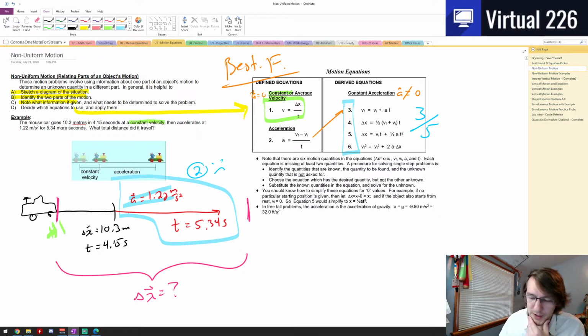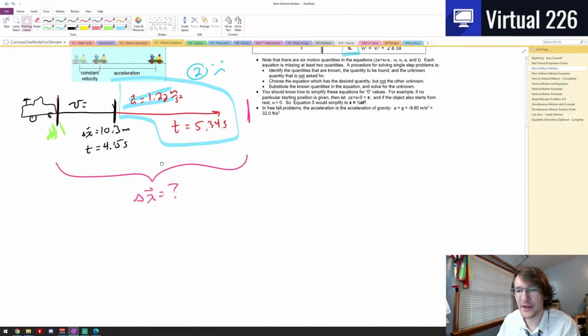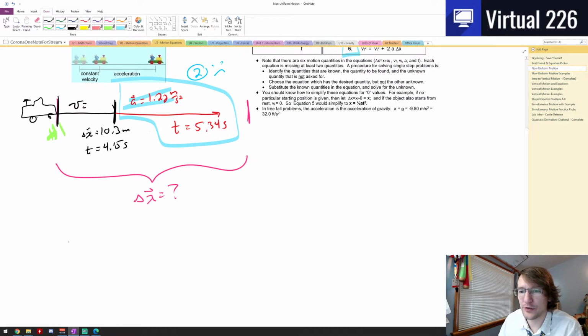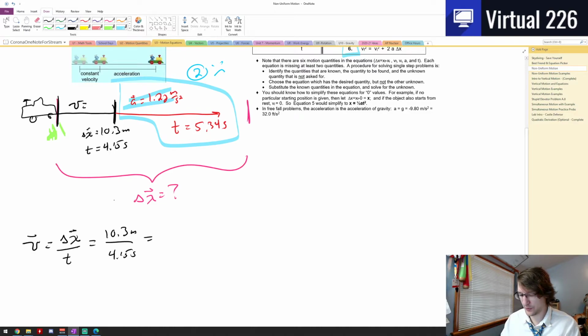So for this mouse car, it's traveling at a constant velocity here. So it has this same velocity at the beginning and at the end here. Let's try to figure out what that velocity is. Well, if we use equation 1, we know that the velocity is just equal to a displacement divided by some amount of time. So that's going to be 10.3 meters divided by the 4.15 seconds. That'll give us meters per second. So what is 10.3 divided by 4.15? 10.3 divided by 4.15 is 2.48. Let's just round that up to 2.5.